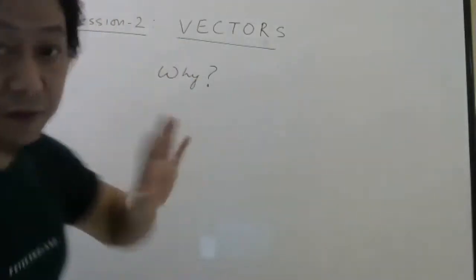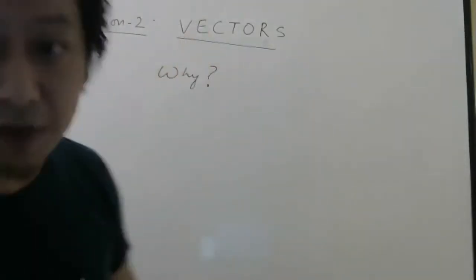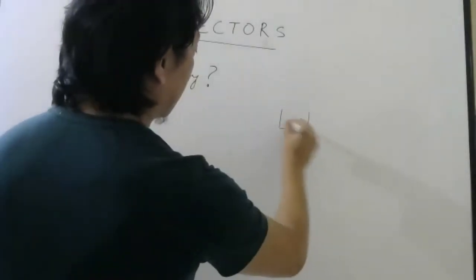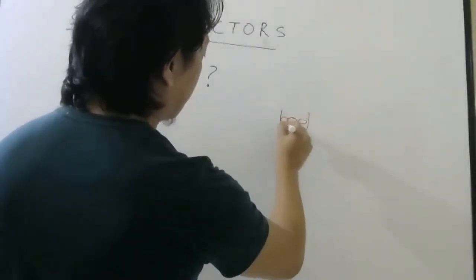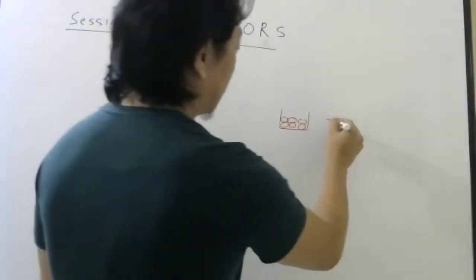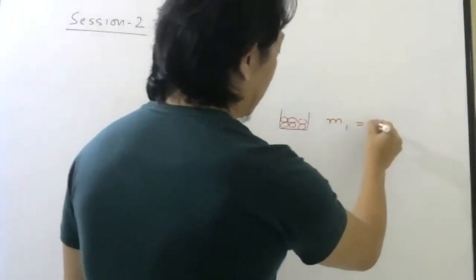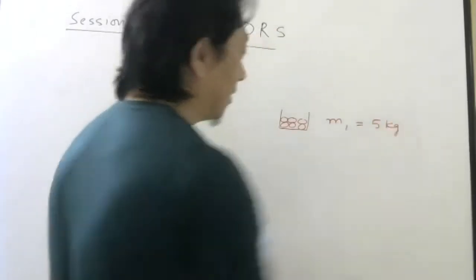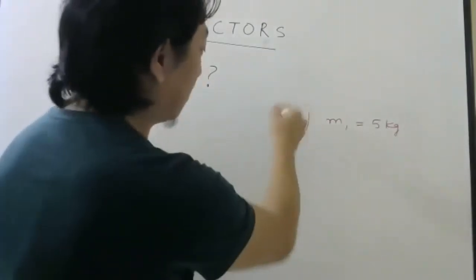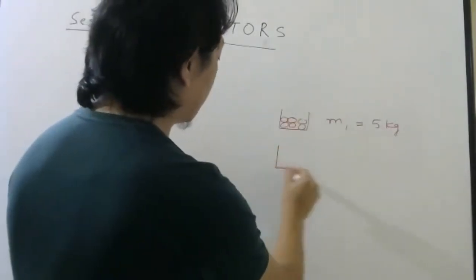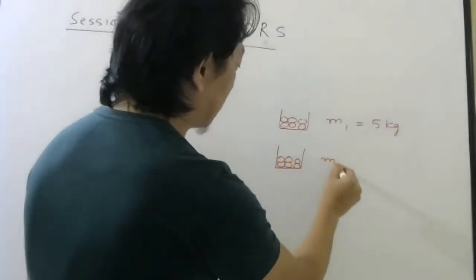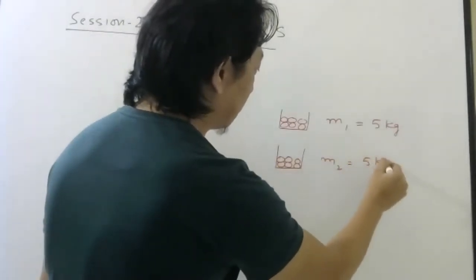So first of all, we will study why we need to study vectors. Imagine in a packet there are some potatoes, and the mass of these potatoes, M1, is equal to 5 kg. M is the mass, and 1 I am using for denoting this first box. Now I have a second box. Here also I have potatoes, and the mass of this is 5 kg.